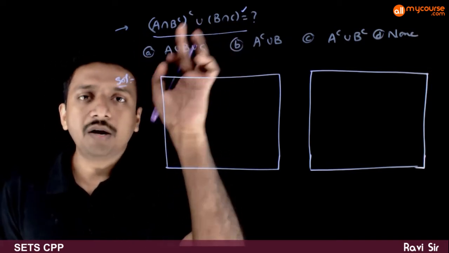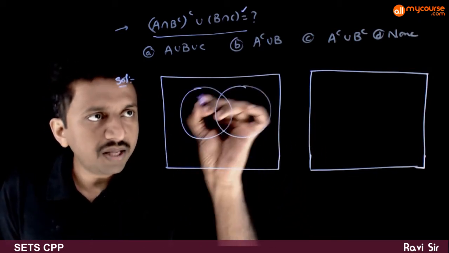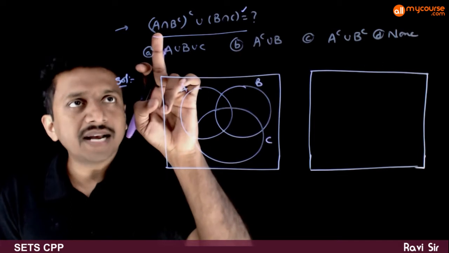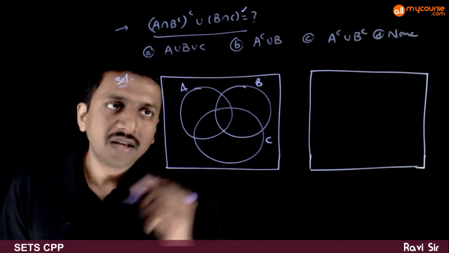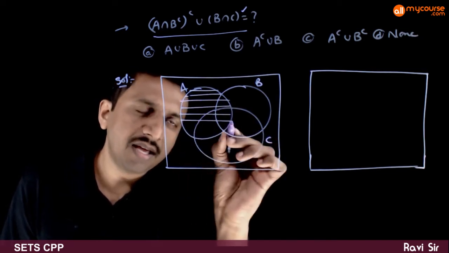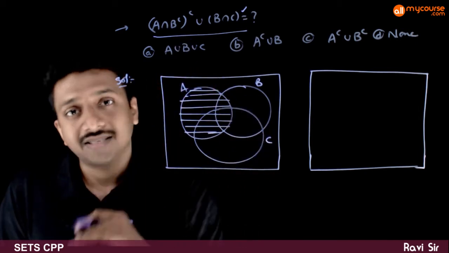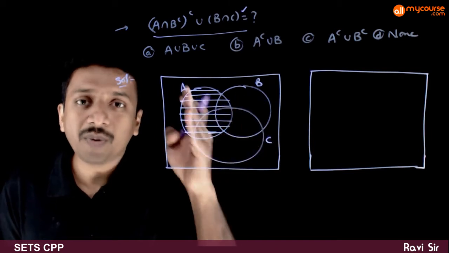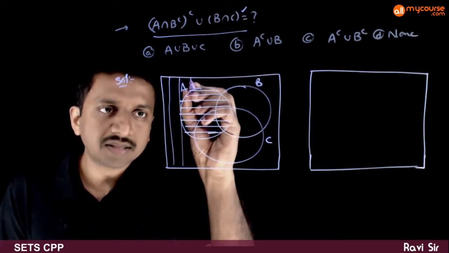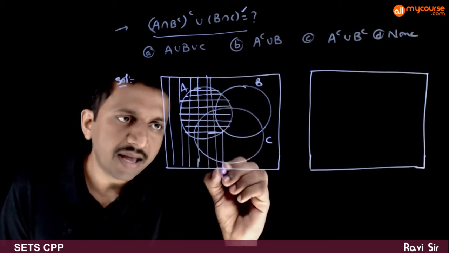So (A intersection B complement) whole complement. So we need three sets now: A, B and C. So first let us see what A intersection B complement is. A is the set A, and B complement is everything except B. So let us draw B complement using vertical lines. So B complement is everything except B.